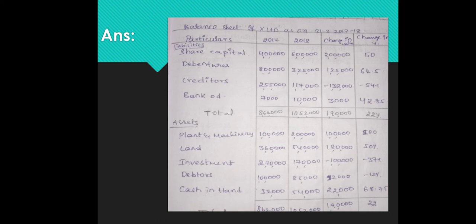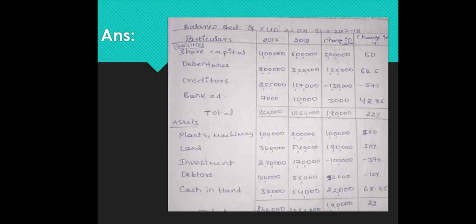Creditors and bank overdraft are prepared the same way. Next, plant and machinery: 2 lakhs minus 1 lakh, we get 1 lakh as the change in value. Then 1 lakh divided by 1 lakh into 100 gives 100% as the change in percent. Same like this we will calculate land, investment, debtors, and cash in hand.